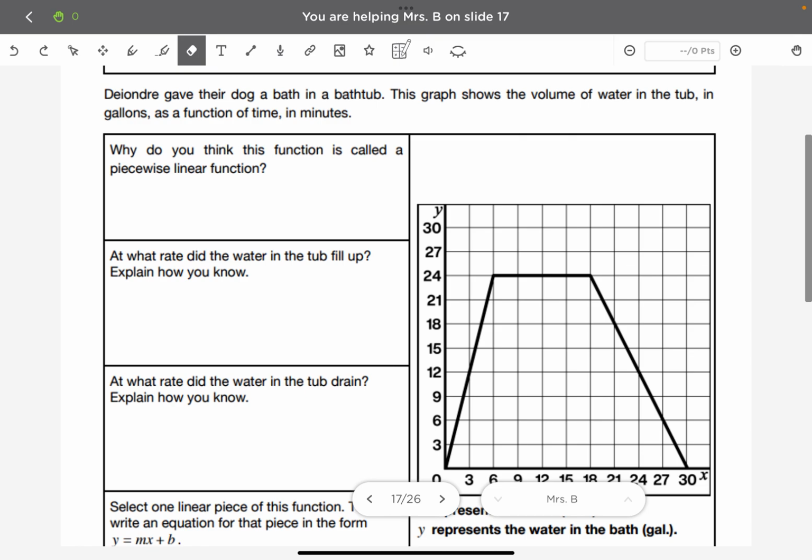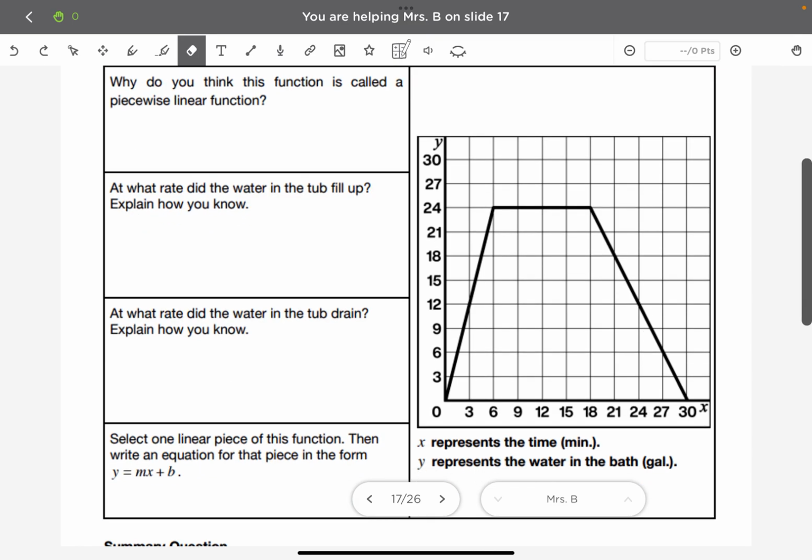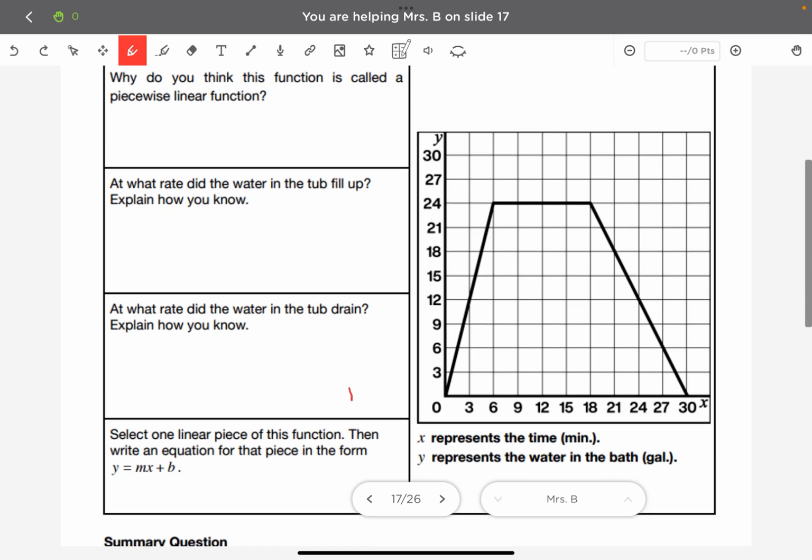So we are going to start by thinking about why do we think this function is called a piecewise linear function? And the reason why this is a piecewise linear function is because it's made with multiple pieces. So when we look at our graph, we see that we have three sections or three lines to our graph. So the reason why it's a piecewise function is because it is made of three sections of straight lines.